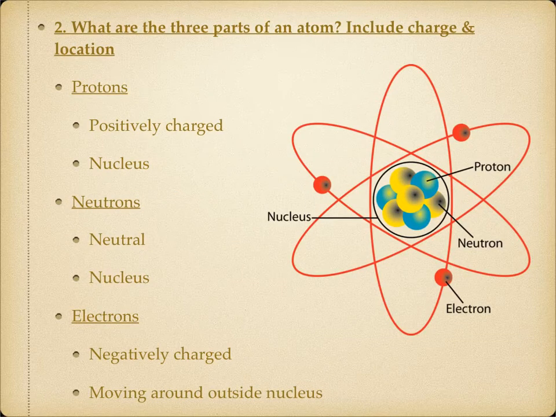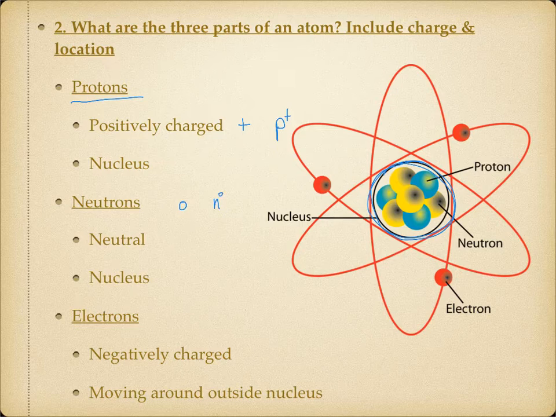Okay, what are the three parts of an atom? And this includes the charge and locations. So first of all, in the nucleus or the center of the atom, right here, there are two different particles that are found there, protons and neutrons. Okay, protons are positively charged. A lot of times you'll see them in the nucleus labeled as this or like this. Again, they're in the nucleus. The other particle are neutrons, which are neutral. They have no charge, so they'll be either listed as just a zero or neutron with a zero charge.